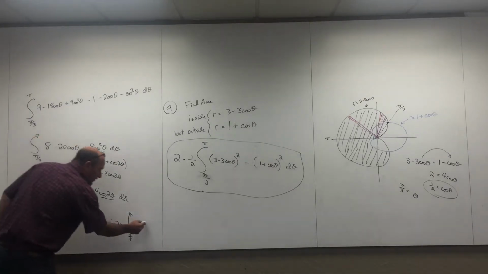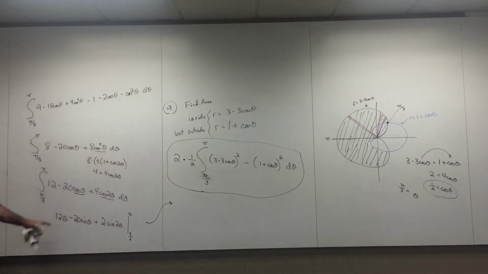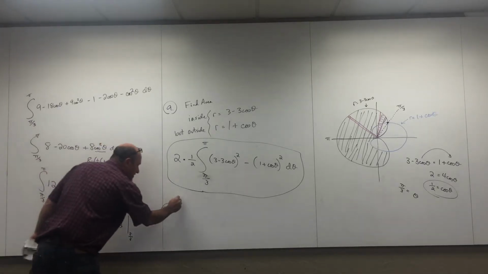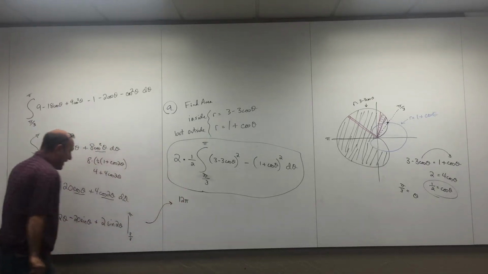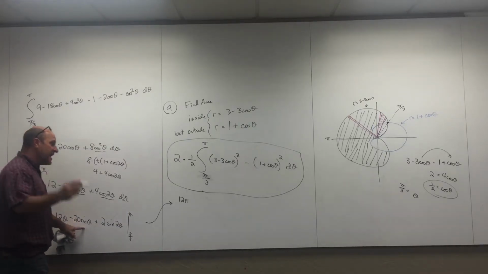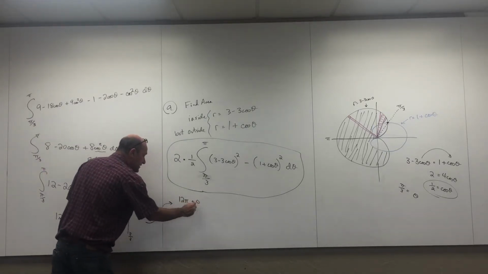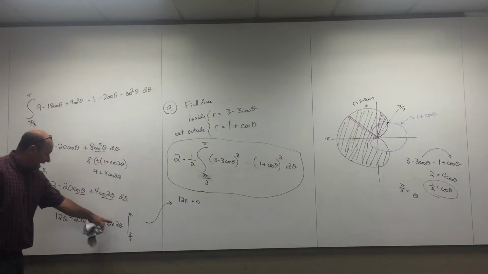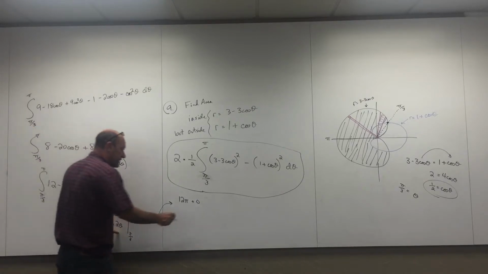Maybe to finish it, I'll move right over here. So to finish this, I'll plug in a pi. Of course, that's 12 pi. The sine of pi is a 0. And then the sine of 2 pi is a 0 when you plug that in. So there's a bunch of zeros there.